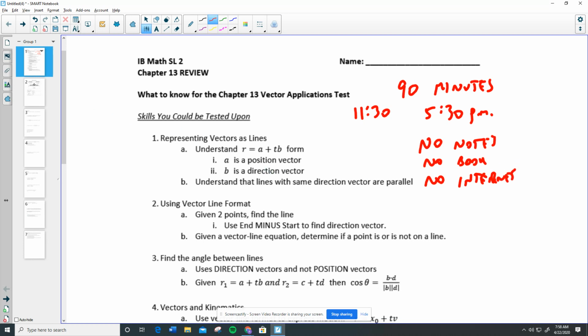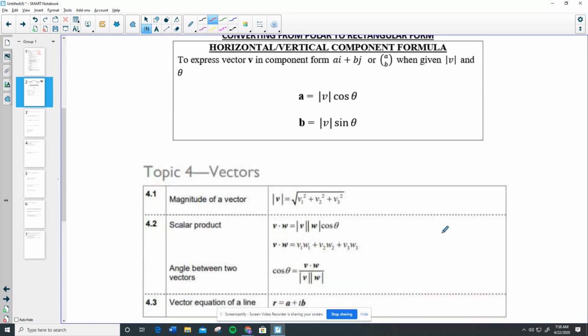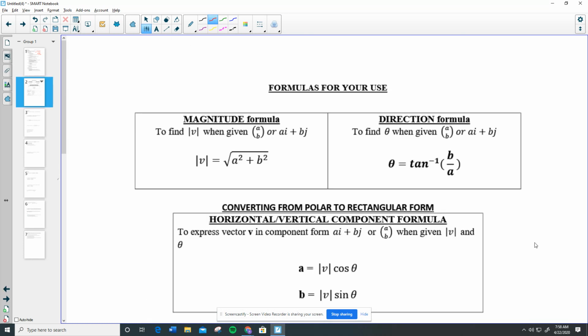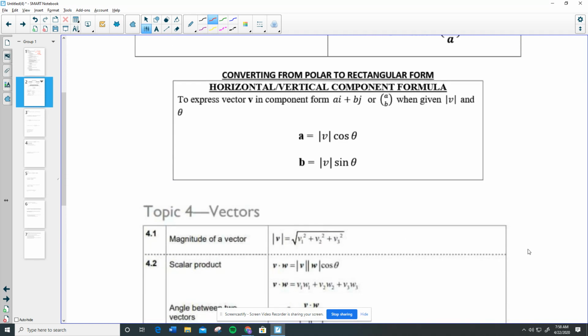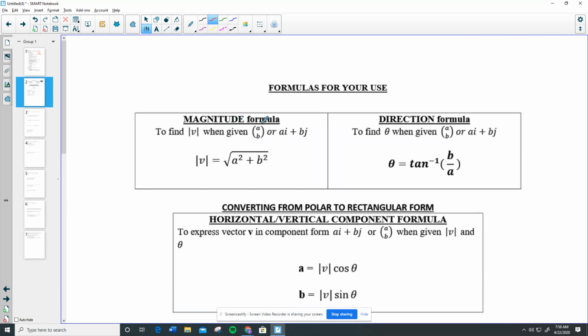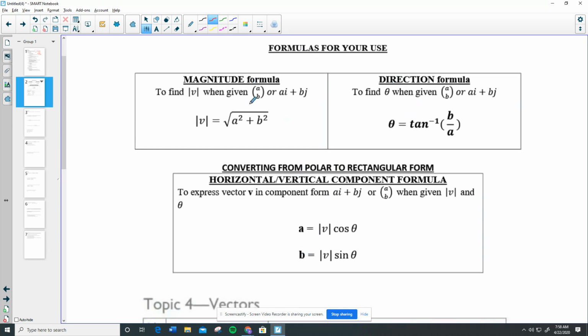There are some formulas, though, and the formulas that are on the test are these formulas. It's exactly this page that is on the test. So you've got all these formulas, which are the magnitude and direction from when we were doing wind and current problems. They're in polar to rectangular, and then also going back from polar to rectangular here. So this is rectangular to polar. This is polar to rectangular.